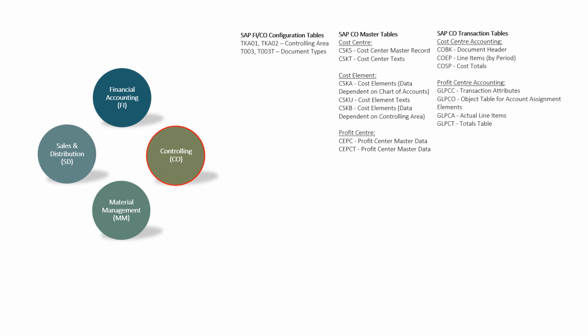In SAP CO, you will find transaction data linked to cost center and profit center accounting, alongside master record and configuration data. These tables are various sources for cost accounting related information.